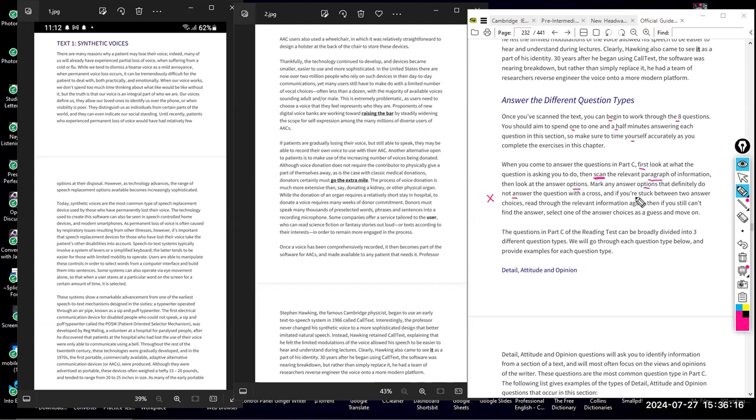Okay. And if you're stuck between 2 answer choices, read through the relevant information again. Then, if you still can't find the answer, select one of the multiple choices as a guess, and please move on. So, don't spend too much time on reading and reading again. You don't have too much time. If you're still stuck, write your guess and move on.